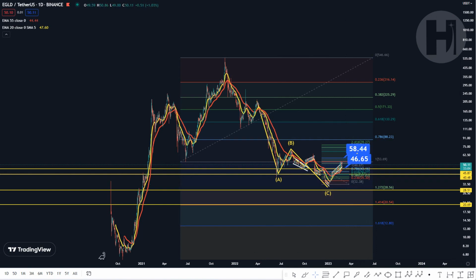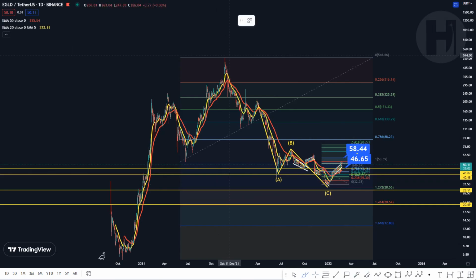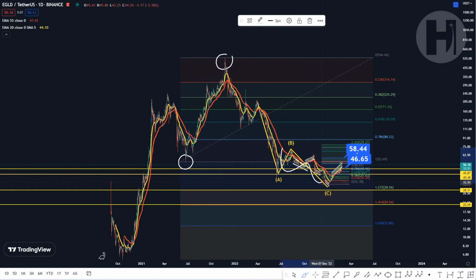Now let's jump straight into the TA. So we have the exact same Fibonacci retracement on the chart with the swing high in November 2021 and the swing low in June 2021. We retraced all the way down below the first fib level, the swing low, and we didn't get down to our minimal target, which was the 1.272 Fibonacci retracement at $28.50.